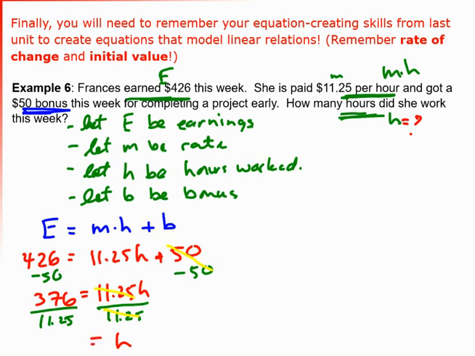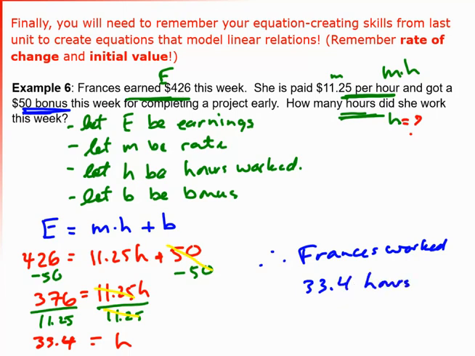And well, you're not going to do this one in your head. So put that in a calculator and you get 33.4. 33.4. So awesome. All right. So therefore, what was her name again? Frances worked 33.4 hours that week. And there we go. That's the last of your examples.